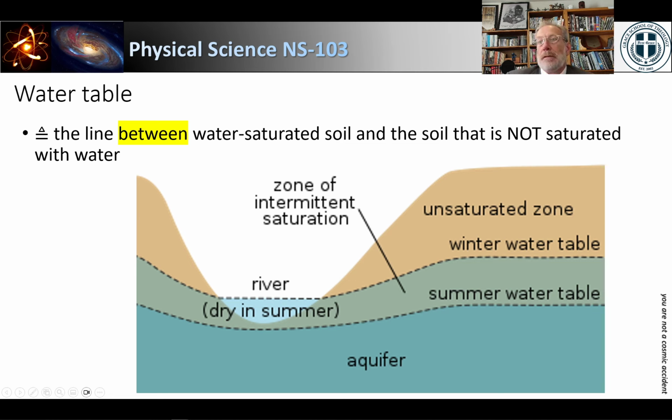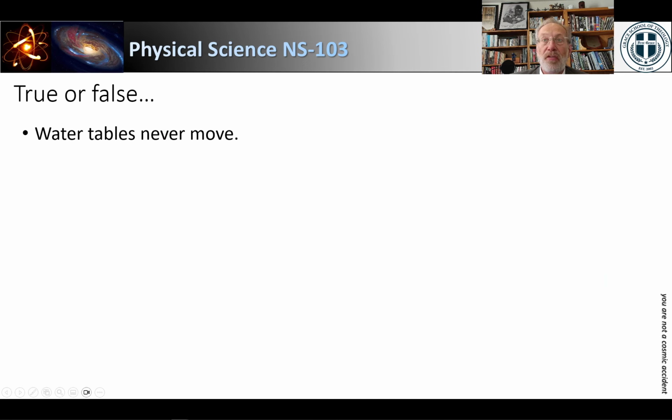And depending on the amount of rainfall and things like that, guess what? Water tables do actually move. So the answer to this question is false.